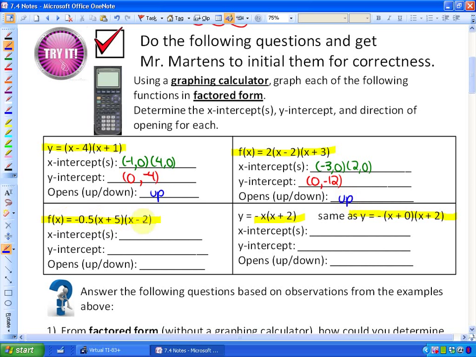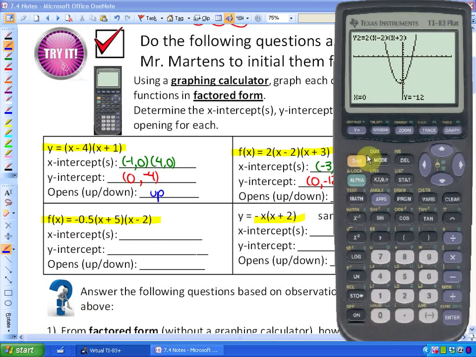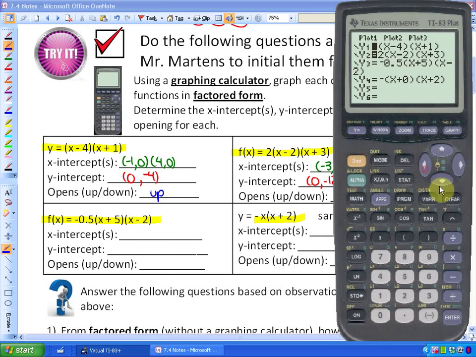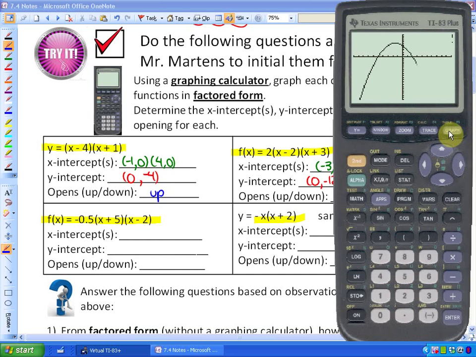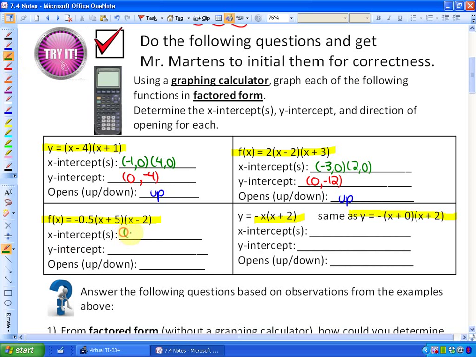So I'm going to do this third one. You'll see on my calculator, it's my y3. So y is equal to negative 0.5 times x plus 5 times x minus 2. Let's go ahead and graph it. And what you'll see from this graph is it looks like, and I'm going to assume that it is, the x-intercepts are at negative 5. So negative 1, 2, 3, 4, 5, and positive 2. So x-intercepts, we're going to say that they are at negative 5, 0, and positive 2, 0.